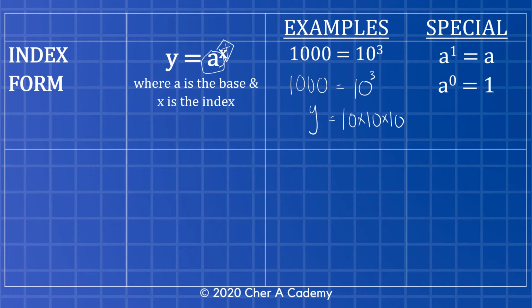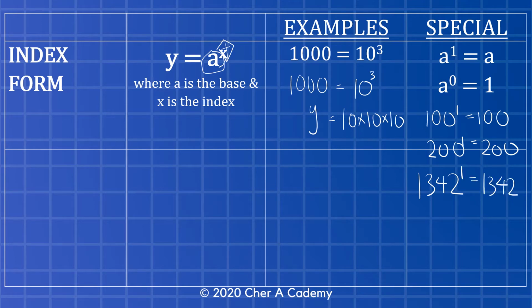So special index forms that you need to know is a to the power of 1 equals a, which means that if I have any number to the power of 1, I will get back the same number. If I have another number, 200, to the power of 1, I'll get back the same number, 200. If I have 1342, another random number, to the power of 1, I'll get back the same number, 1342. So this is a special index form that we need to know.